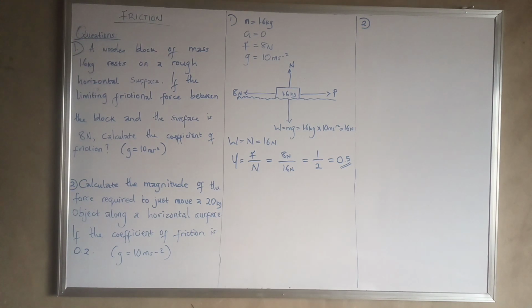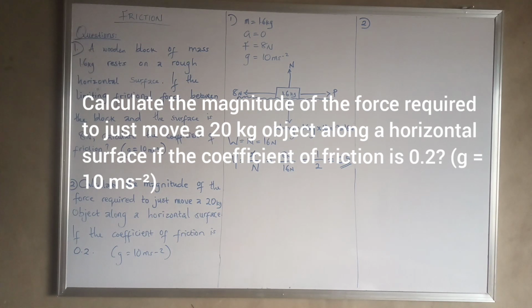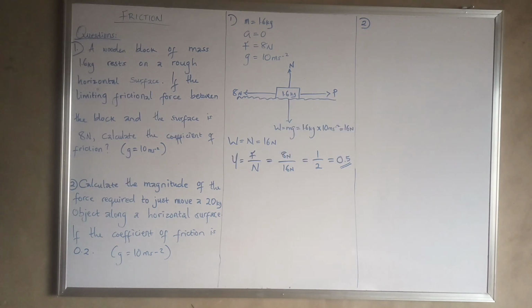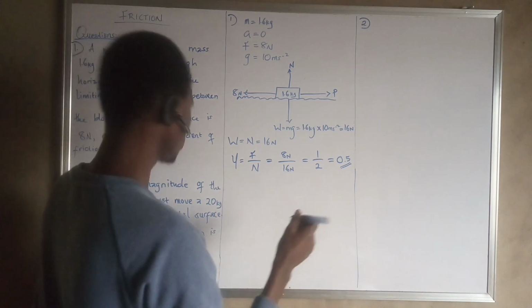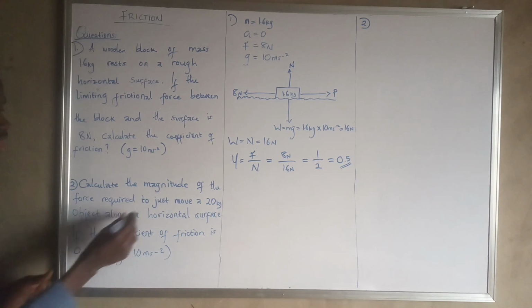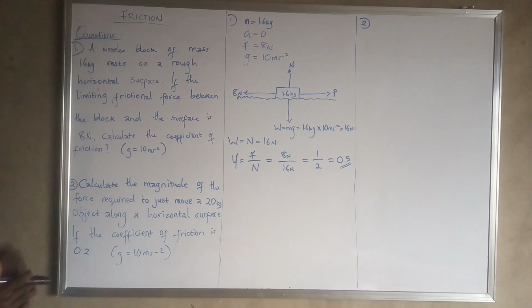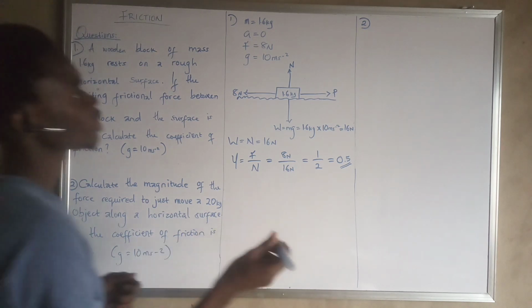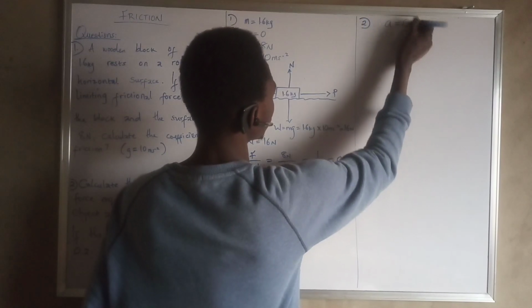Now, the second question says, calculate the magnitude of the force required to just move a 20 kg object along a horizontal surface if the coefficient of friction is 0.2, given that gravity is equal to 10 meters per second squared. Let's list out all the values given in the question. To just move, in this case, the object hasn't moved. We consider the object to be at rest. It is about to move, but it hasn't moved. So we say the acceleration is 0.